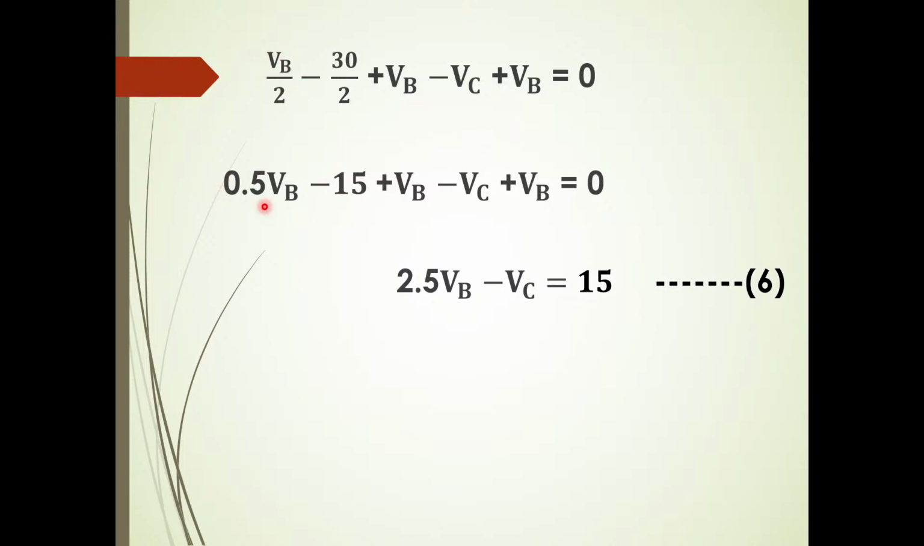VB by 2 means what? 0.5 VB, minus 30 by 2 means 15, plus VB minus VC plus VB. VB plus VB, you can see you have 3 VB terms, isn't it? 0.5 VB plus VB plus VB. So 2.5 VB minus VC is equal to minus 15. I have sent it to the right side. So this is 15. So 2.5 VB minus VC equal to 15. That is equation number 6. Okay. Consider it as equation number 6.